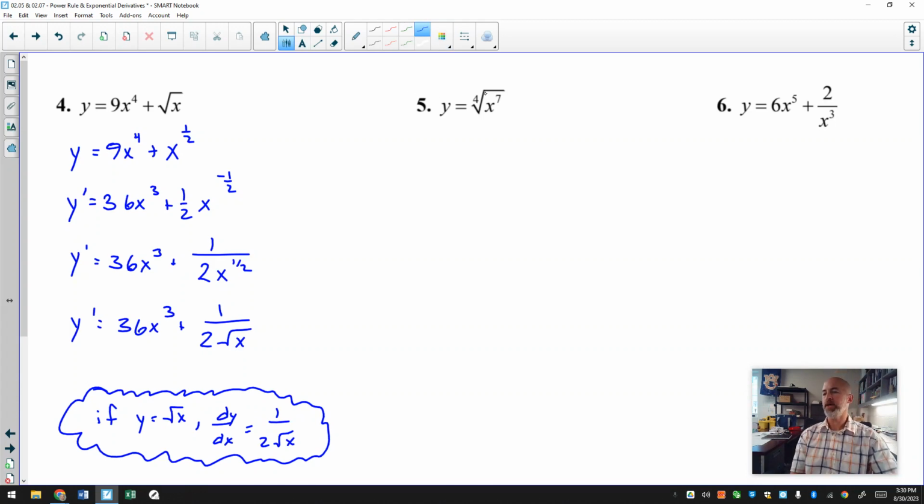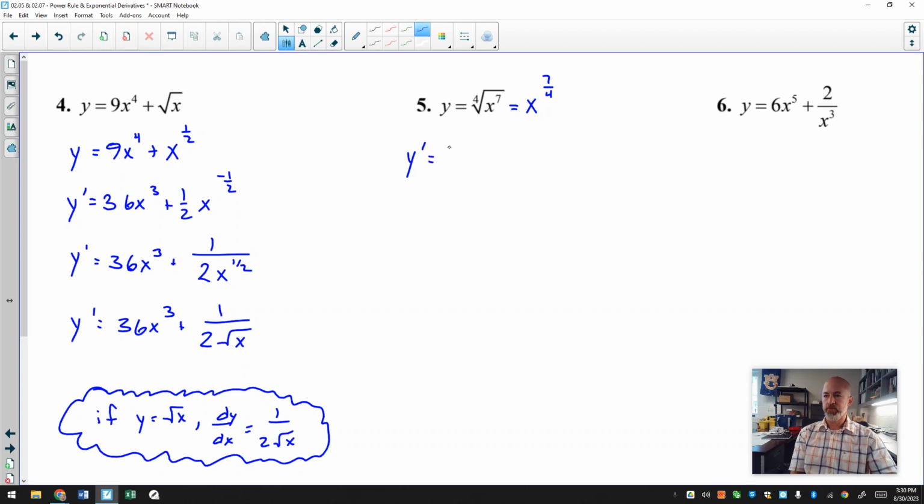Okay, number 5, y equals the 4th root of x to the 7th. Kind of like y equals the square root of x, you want to change the way that is written before you differentiate it. And the 4th root of x to the 7th can be rewritten as x to the 7/4. And now I have x to a number power, which is prime and ready to go for the derivative.